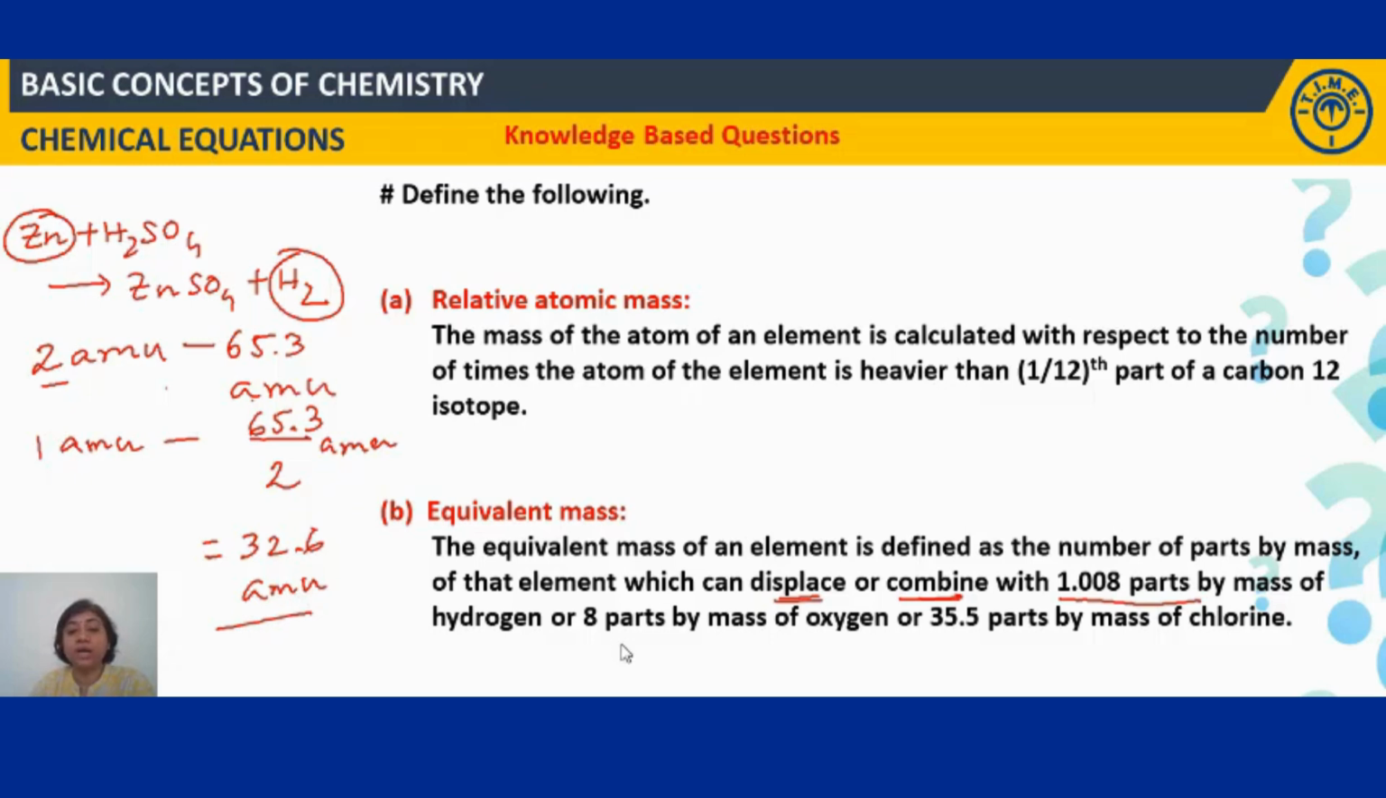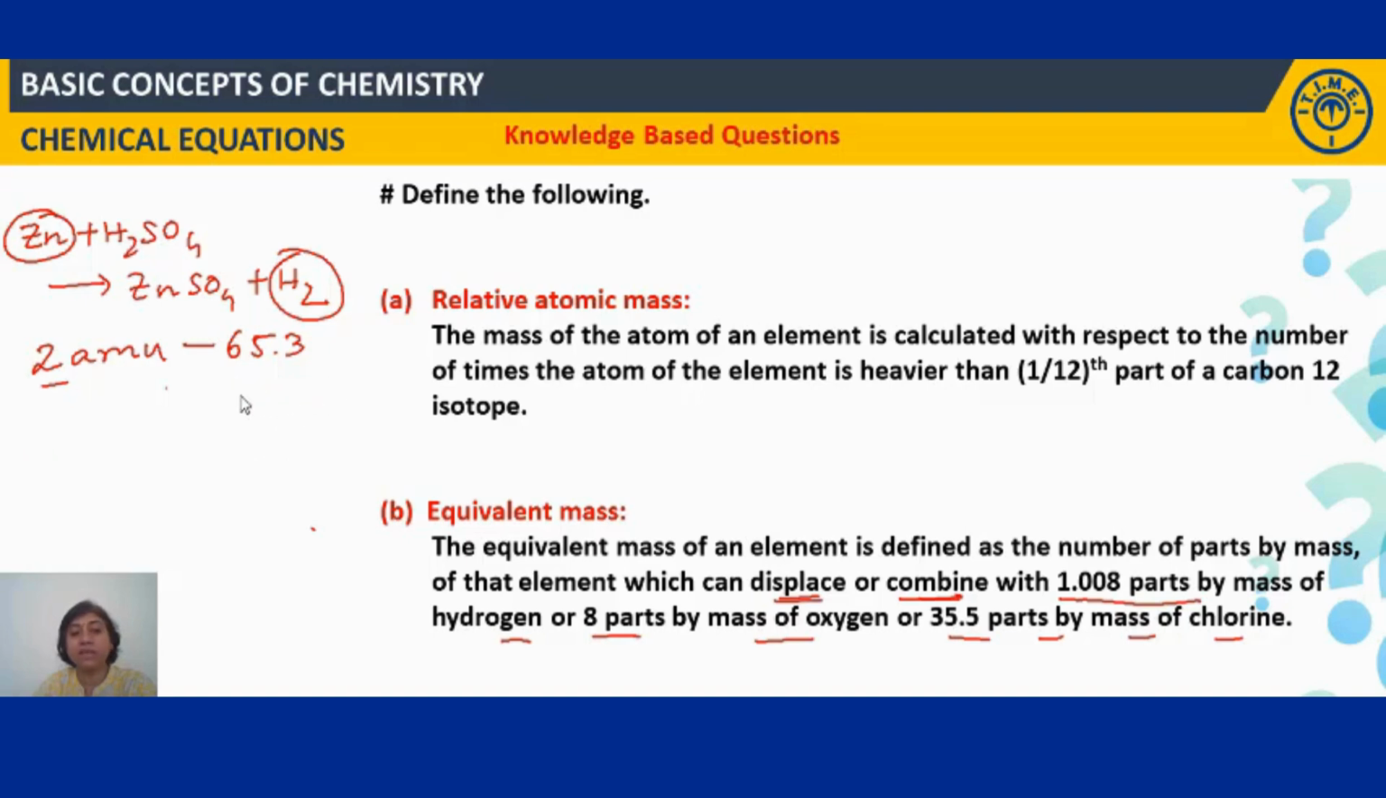Now if you look at the definition, hydrogen, after that 8 parts by mass of oxygen and 35.5 parts by mass of chlorine. Now what is the significance of giving oxygen and chlorine also, and why is it 8, and why is it 35.5 in the case of chlorine? Let's see that. For that we have already seen the equivalent mass of oxygen. What is the equivalent mass of oxygen? Just now we have calculated, based on the combination with hydrogen, that 8 AMU is the equivalent mass of oxygen.